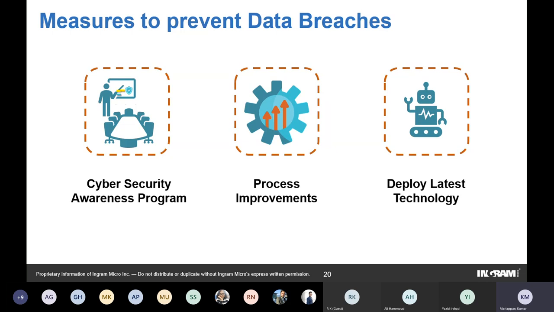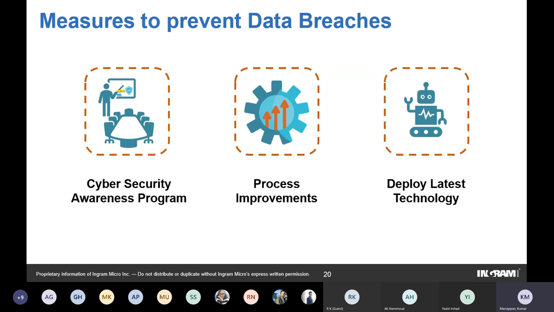If you introduce privilege access management in your environment, that is going to be a process improvement as well. Risk-based authentication, password policies, anything as such. So these are some of the process improvements which you can bring in to your environment. And the next one is deploying the latest technology. That is one of the key things to prevent data breaches.